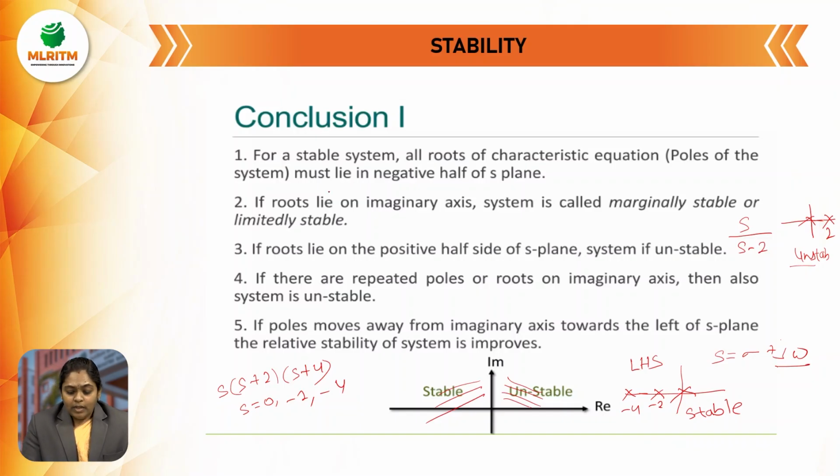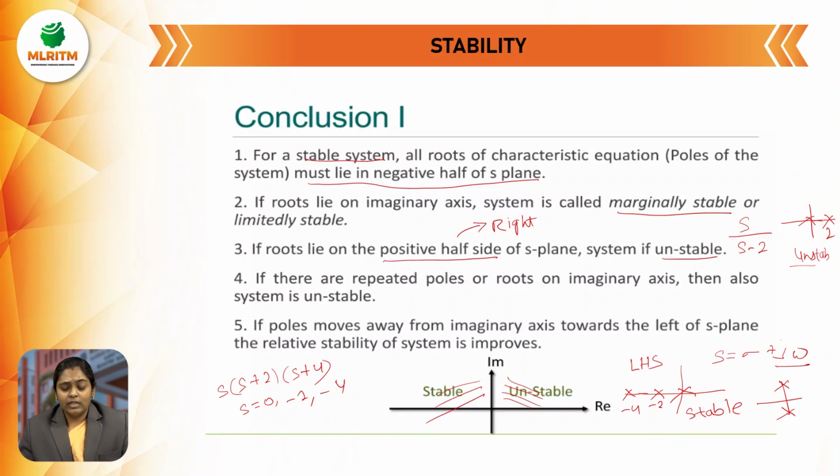The same thing: if the roots of the characteristic equation are lying in the negative half of the S plane, then the system is said to be a stable system. Or if some of the roots of the equation are lying on the imaginary axis, then the system is said to be marginally stable. And positive values indicate the roots are lying on the right side. If the poles are lying on the right side, then the system is said to be unstable.